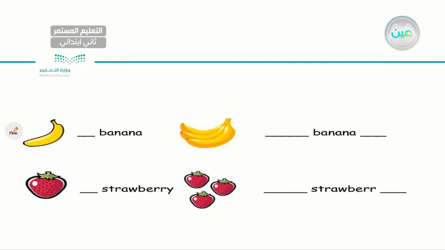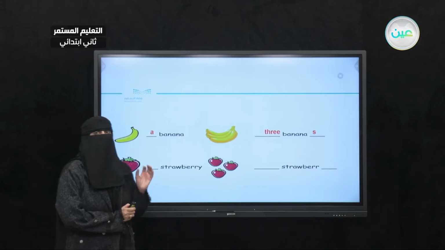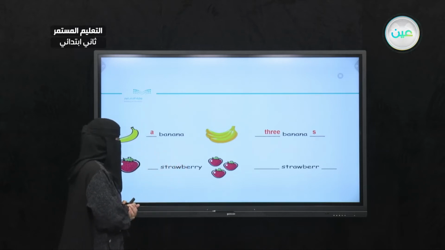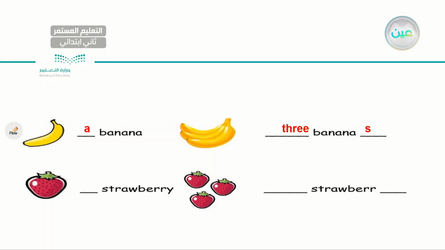Okay. Now let's have this one as well. I have banana, singular. A banana. Very good. For the second one, I have 1, 2, 3 bananas, plural. Remember, it's plural and still countable. I can count. Okay. I have strawberry. What do you think? A or an? A strawberry. Very good. While here I have plural. 1, 2, 3. I have 3 strawberries, plural.